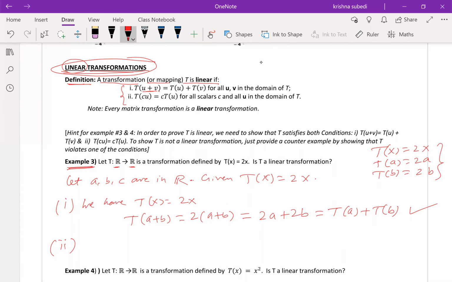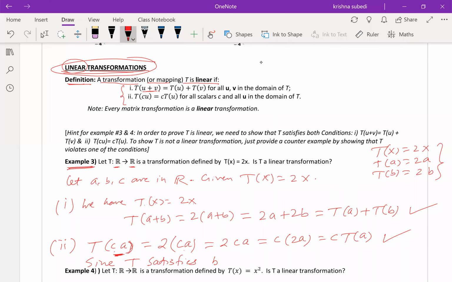Now let's look at condition two. T of CU, you can substitute as A or B, doesn't matter. It's just one object, one element from R. So that's going to give me, can you tell me what that will be? 2X means now this one, this guy here. So 2CA. T of X, I replace X by CA, you replace that X by CA on the right-hand side as well. So you're going to get 2CA. Since you can write this 2CA as C times 2A, which means C times T of A. Okay, second condition also checks. Now, since T satisfies both conditions, T is linear. That's it.